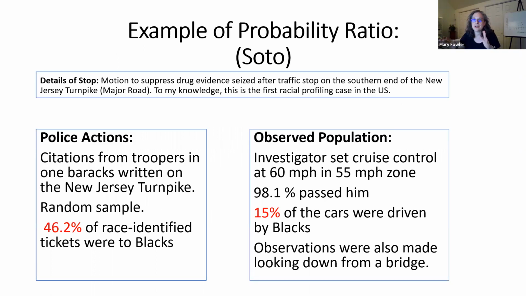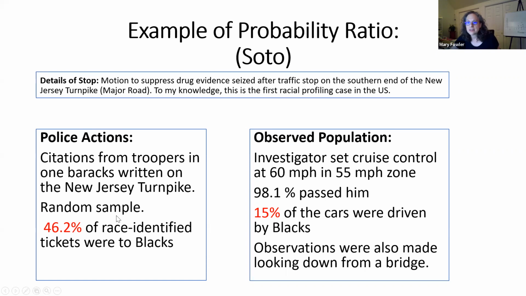So we're going to now bring together the 2 distributions in the Soto case and then introduce the comparison method. The details of this stop is that there was a motion to suppress drug evidence seized after a traffic stop on the southern end of the New Jersey Turnpike. And that is a major road. To my knowledge, this was the first racial profiling case in the United States. The police actions were measured by a random sample of citations from troopers in 1 barracks written on the New Jersey Turnpike.